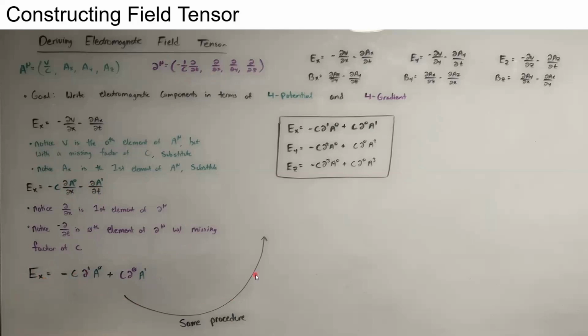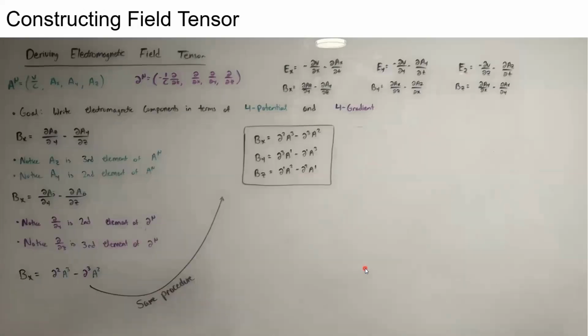Now we go through the same procedure for the y and the z components, and these are the answers that we get. Now we're going to do the same exact thing for the magnetic field components. We look here, we see that this is really just the third element of the 4-potential, and this is really just the second element. This d by dy is the second element, sorry, of the 4-gradient, and this d by dz is really the third element.